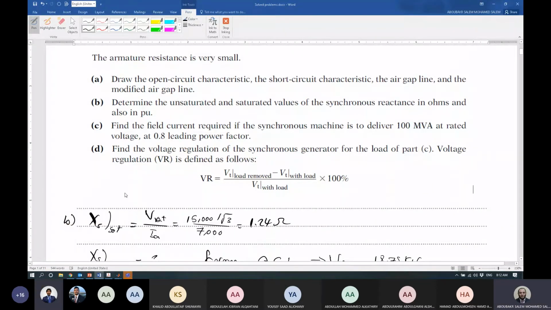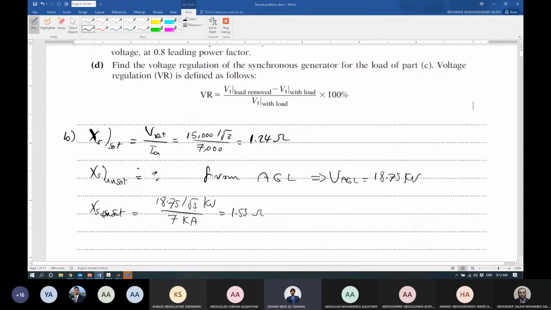Doctor, you divided the voltage by root of 3, so it's voltage per phase, right? Sure. If you would like to get the ohm or current, you have to use the phase value of volt. مظبوط؟ Yeah. Yeah, okay.